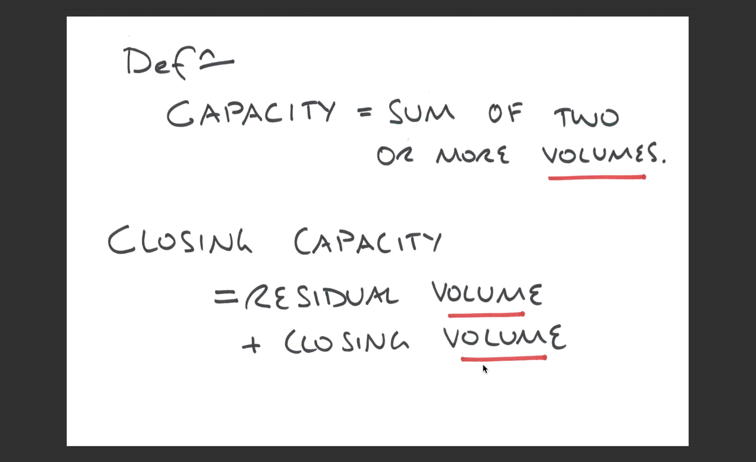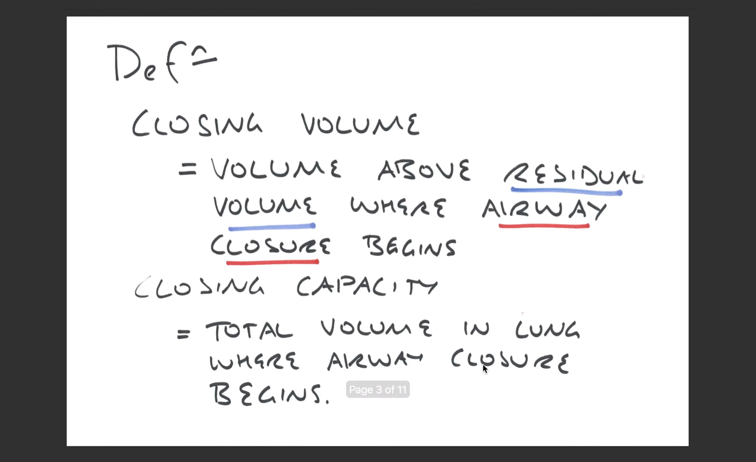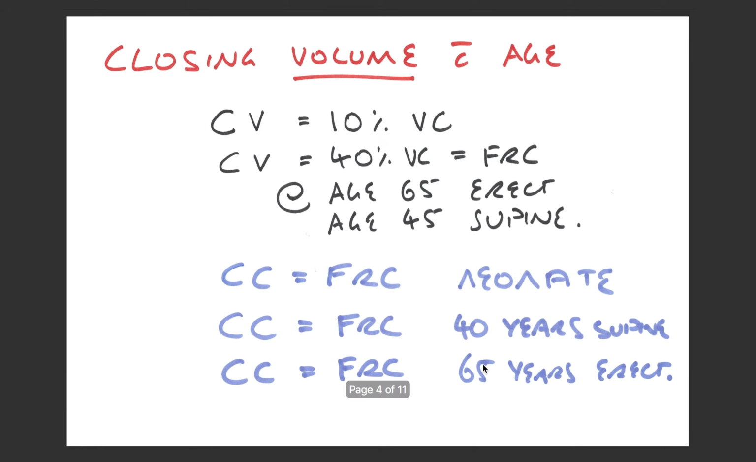A definition, quite simply: a capacity is the sum of two or more volumes. Closing capacity is the sum of the residual volume and the closing volume. Closing volume is the volume above the residual volume where airway closure begins. Closing capacity is the total volume in the lung where airway closure begins.